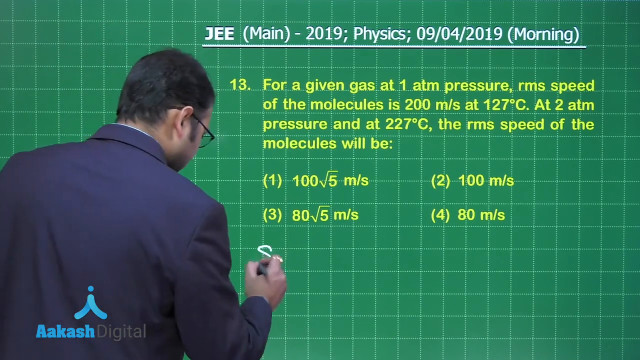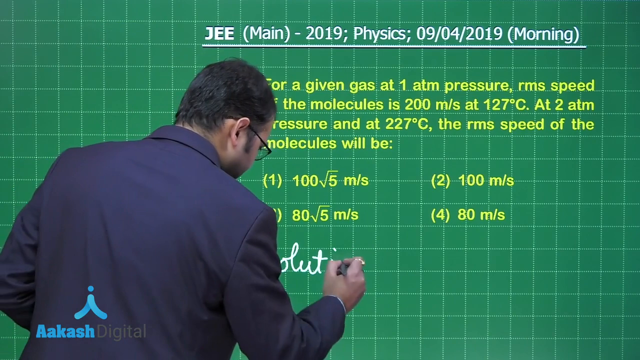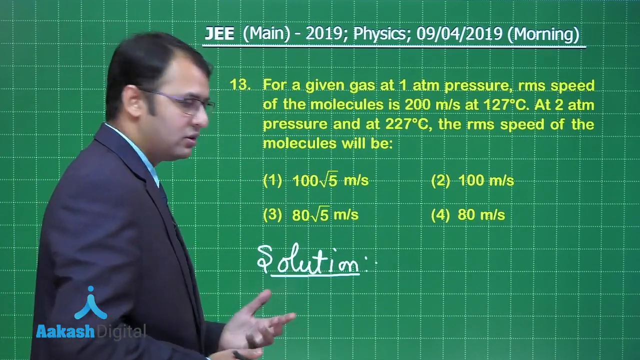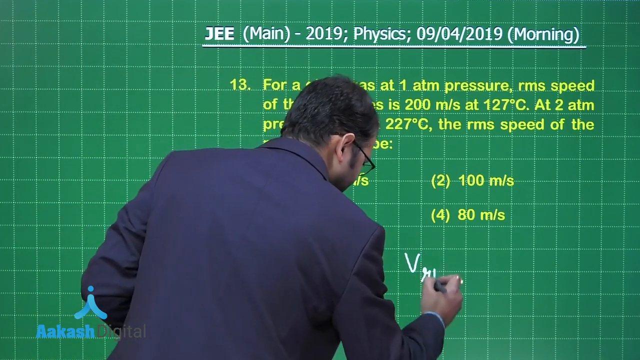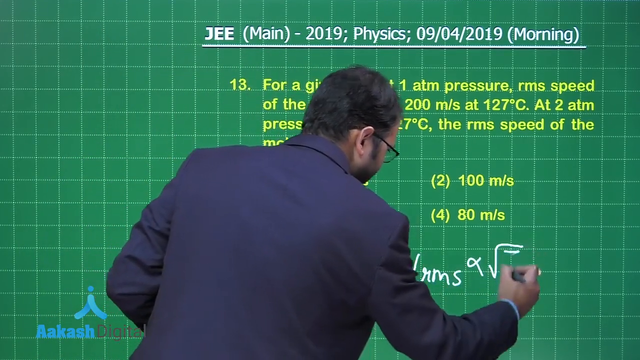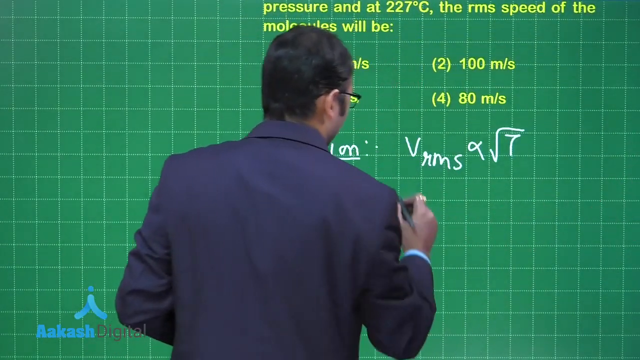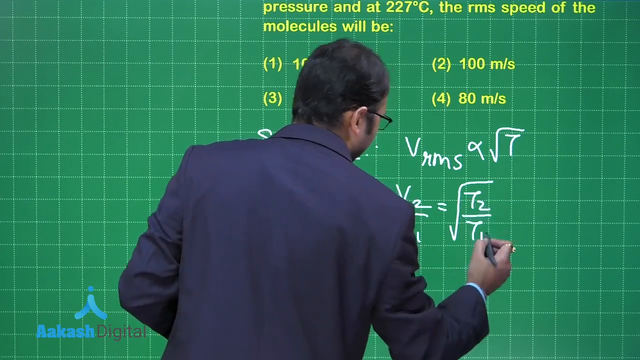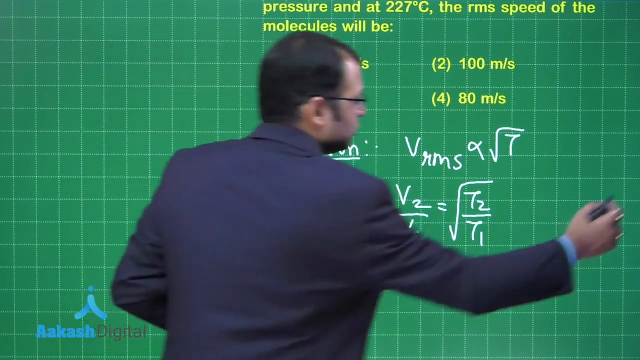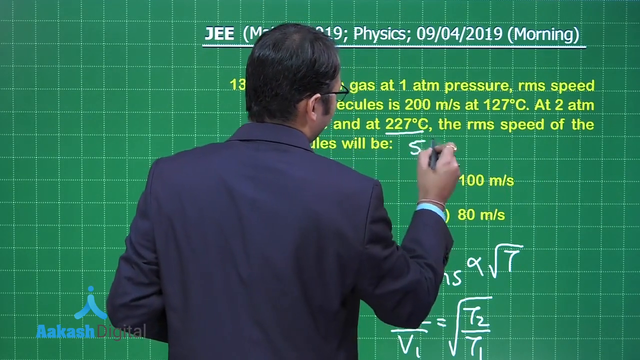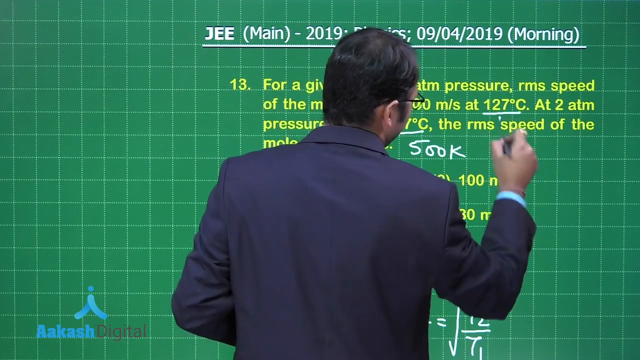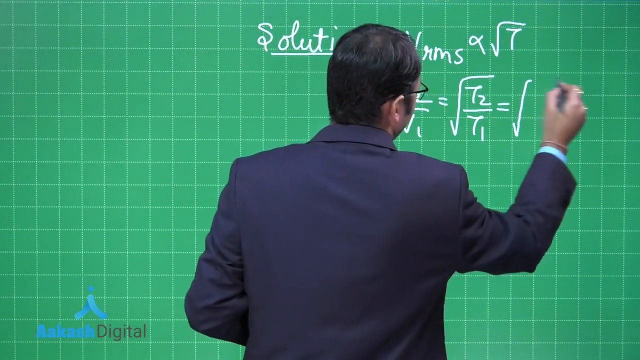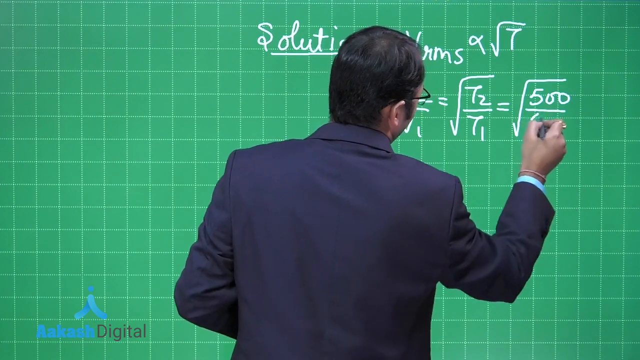So, in this question, we need the relation and we need the value of the final RMS velocity at the given temperature. You are well aware that Vrms is directly proportional to the root of the temperature. So I will say V2 by V1 is equal to under root of T2 by T1, and these temperatures should be put in Kelvin. So the value of this would be 500 Kelvin and the value for this would be 400 Kelvin, right? So from here, if you write it down, you will get 500 by 400.